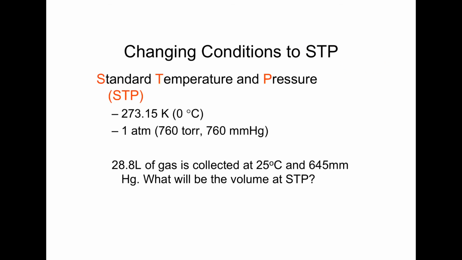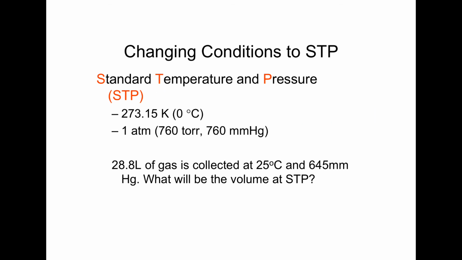The last thing in this video that I want to talk about is when we're doing a changing conditions problem, just like the ones we've been doing, but we're going to be changing to a special set of conditions called STP. STP stands for standard temperature and pressure, and that's a very specific set of conditions. It is 0 degrees Celsius, or 273.15 K, and 1 atmosphere. So anytime somebody says we're changing the conditions to STP, we know that we're going for 1 atmosphere and 273.15 Kelvin.